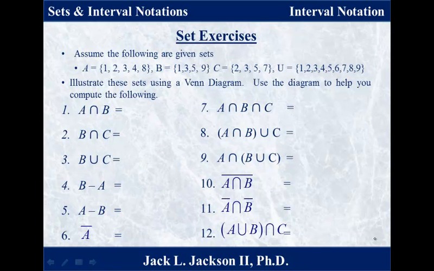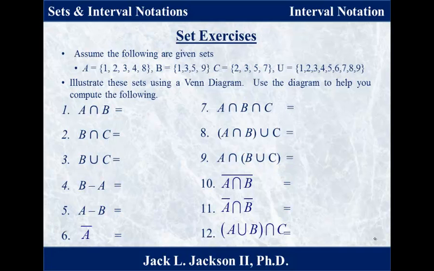Alright, let's take this now and see if we can do a few exercises here. So we're going to assume that you're given a few sets here. A is the set 1, 2, 3, 4, 8. B is the set containing 1, 3, 5, and 9. C is the set of these prime numbers, 2, 3, 5, and 7. And the universal set is the set 1, 2, 3, 4, 5, 6, 7, 8, and 9.